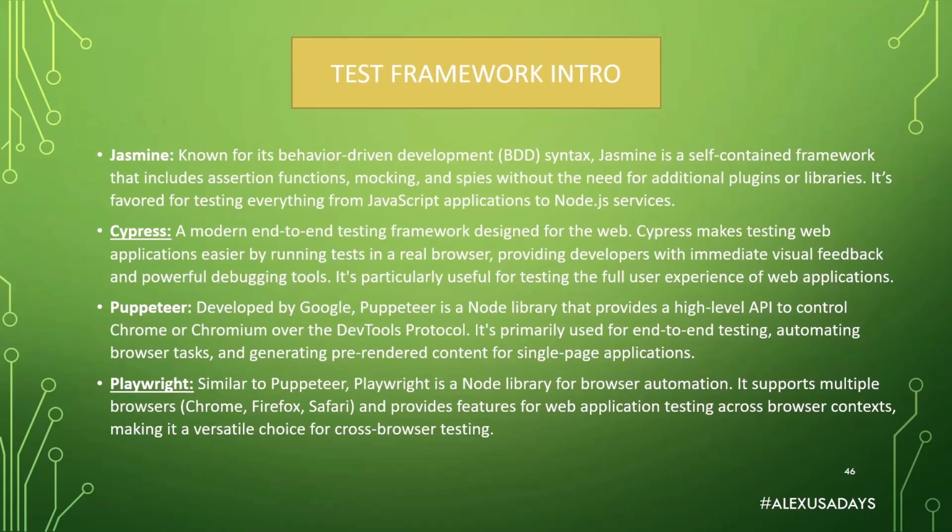Next one is, I think, one of the most popular right now on the automation market using JavaScript for the web, and that is Cypress. Cypress is a really great tool to learn to get into automation. It's a modern end-to-end testing framework designed for the web. Cypress makes testing applications easier by running tests in a real browser, providing developers with immediate visual feedback and powerful debugging tools. It's particularly useful for testing the full user experience of web applications.